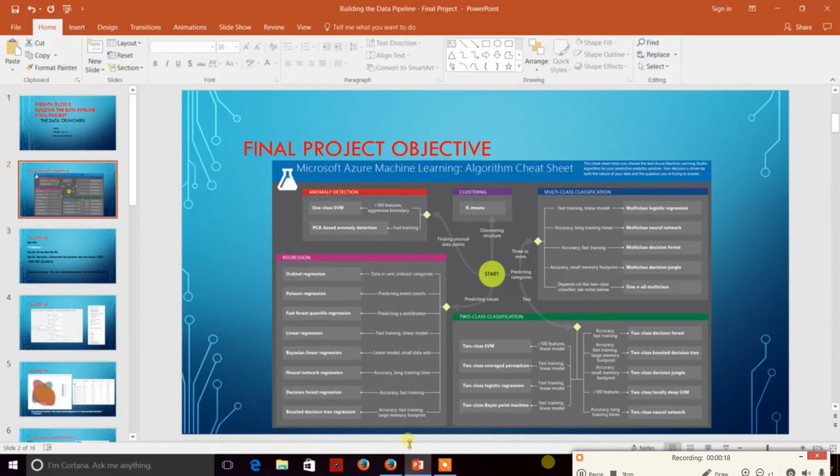As you know, during all these weeks, our main focus was to use Microsoft Azure Machine Learning, and we were working with different types of algorithms to discover some structure, to predict some categories in the data, and to predict some values. This is our main focus in our project. We will use clustering algorithms, two-class classification algorithms, multi-class classification algorithms, and also regression algorithms to answer some of your questions.